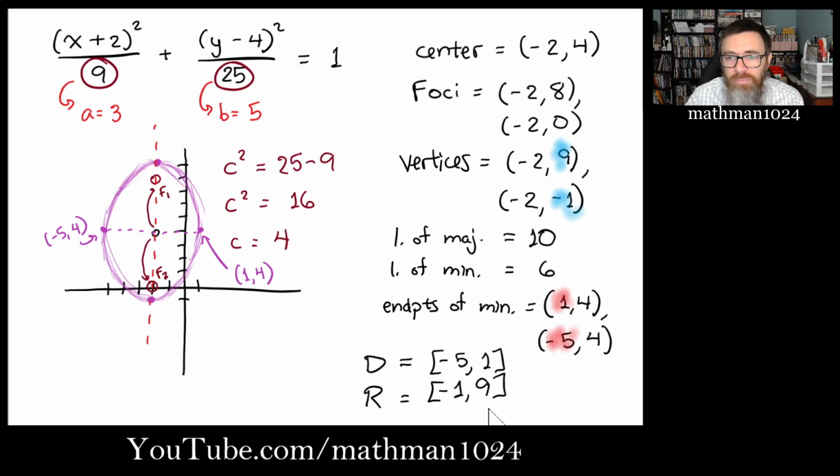And there you have it. Get a good picture, find your c value, and you can answer everything else. Even if the numbers are a little bit weird. Let's see what that looks like.